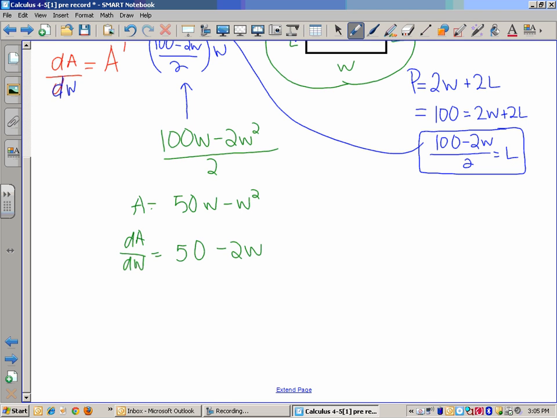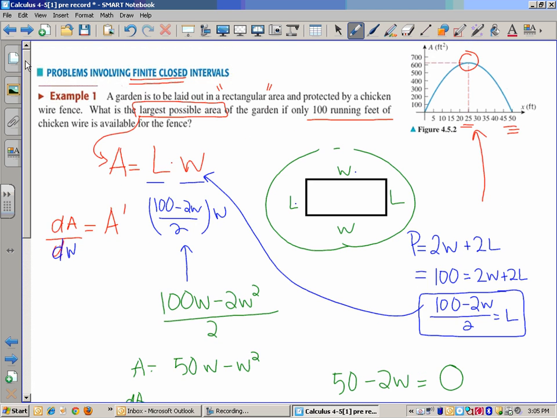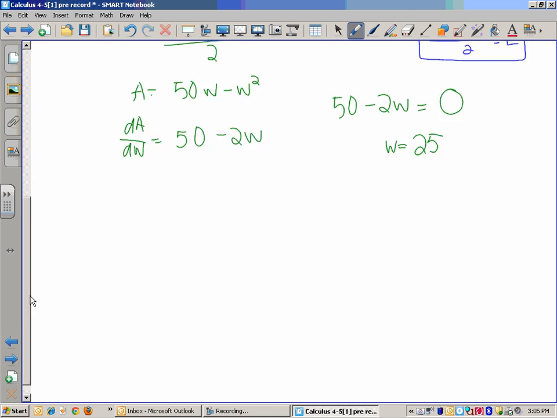So in sections 4.2 and 4.3, we said to find a max or min, we figure out where the first derivative is equal to 0. And if I solve for W, I'm going to get 25. Wouldn't that be awesome if that showed up? 25. Okay, so remember the graph from up here. Look at this. Oh, good work. We have that W right there. So far, so good. We're on the right page.